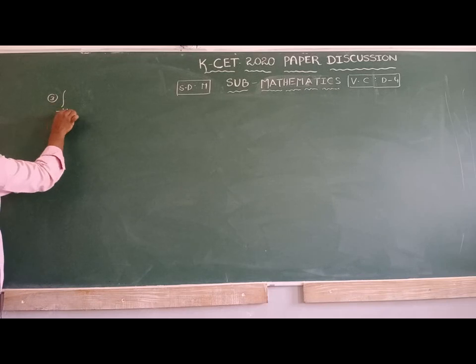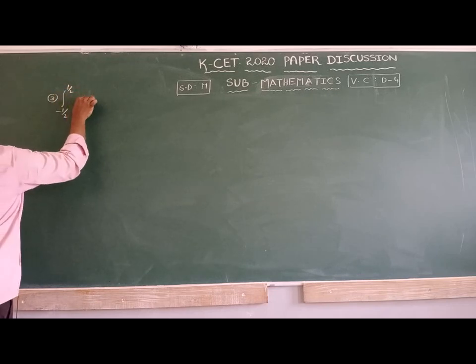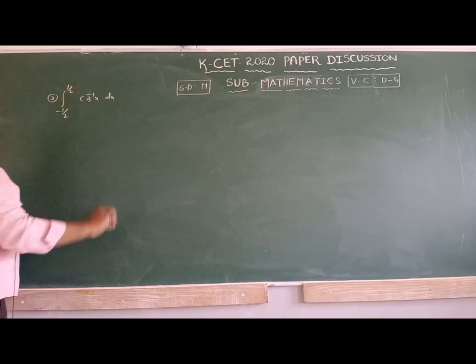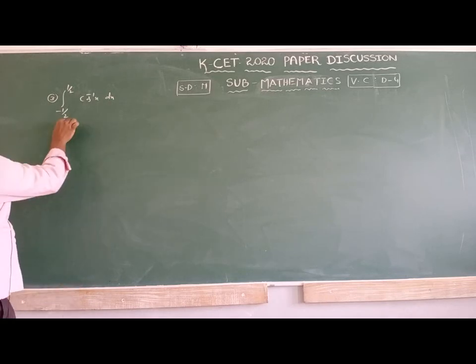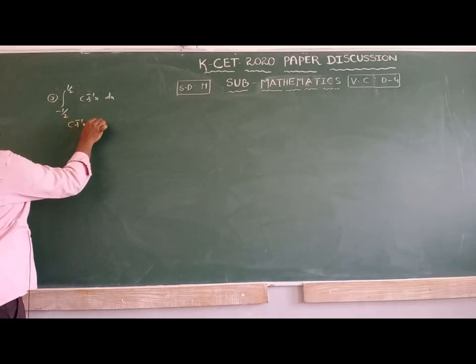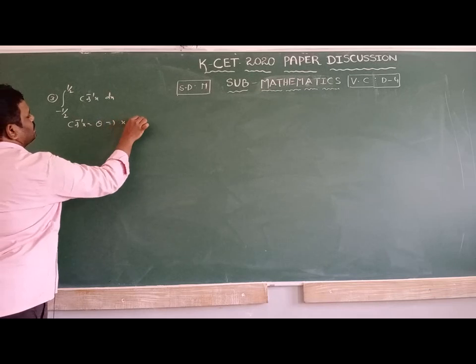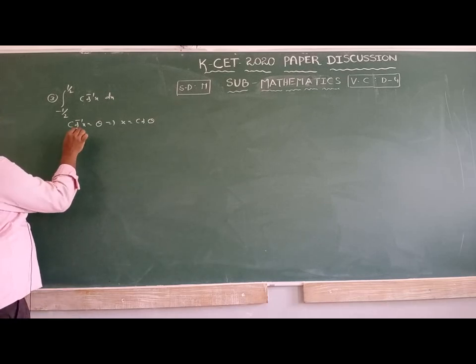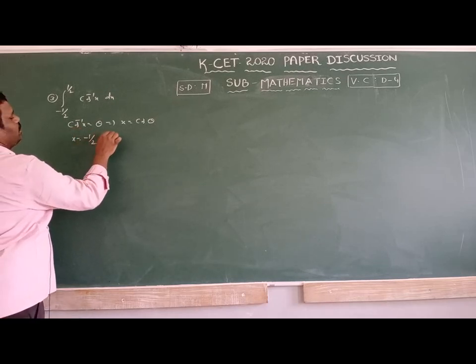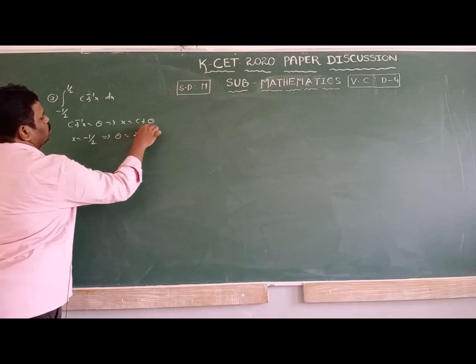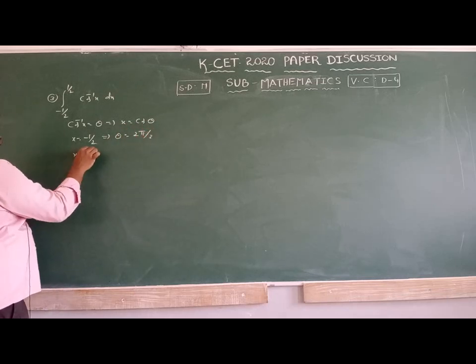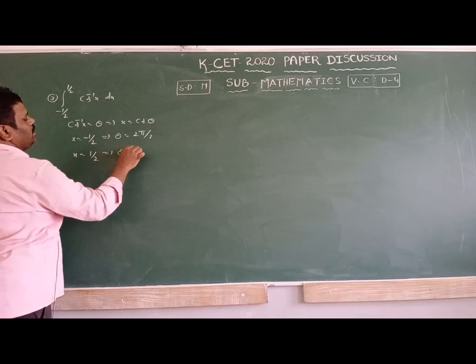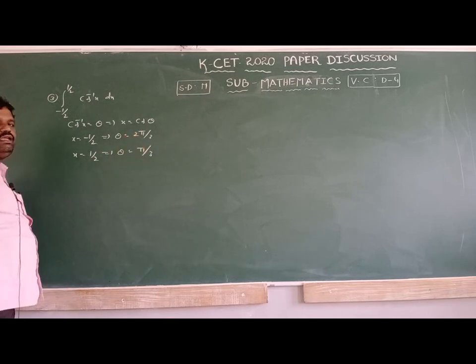Integral from minus 1 by 2 to 1 by 2 of cos inverse x dx. Here we take a substitution. Suppose cos inverse x is equal to theta, then x is equal to cos theta. Whenever we change to another variable, we must change the limits. x is equal to minus 1 by 2 gives theta is equal to 2 pi by 3. x is equal to 1 by 2 gives theta is equal to pi by 3.